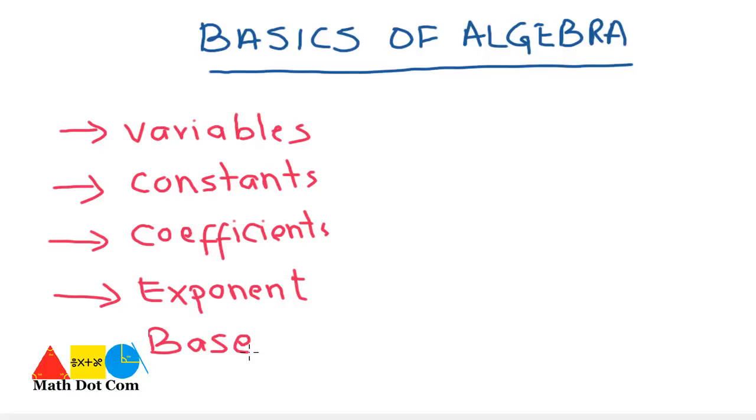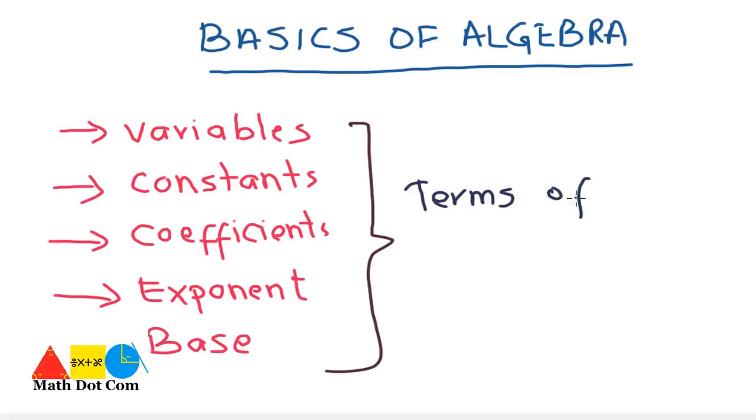So these are basically the terminologies that we will use again and again throughout in our lectures of algebra. So you should have the clear concepts about these terms of algebra. Let's define them one by one with the help of example. We will start from the variables.